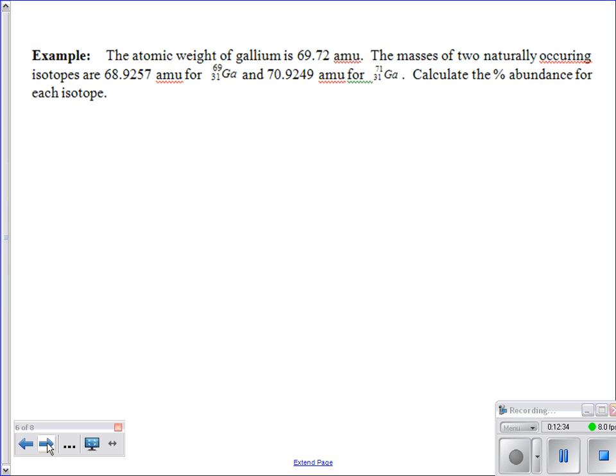And here it tells us the atomic weight. So this is given to us. We see that gallium has this atomic weight. Well, we also see that we have masses of 2 naturally occurring isotopes, and those masses are given to us. They're just 2 of them. We've got 68.9257 and 70.9249. We want to figure out our percent abundance, so we're working in the opposite direction.